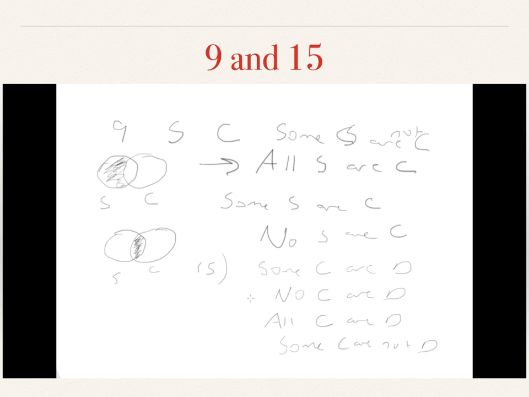Let's draw these out. No C are D, so where C and D overlap, it's empty. And here is C and D. Some C are not D, so we have some C that's not D. Again, these are two very different drawings. It's not saying the same thing, so it's not a valid argument. So 15 is also invalid. I hope this gives you a good idea of how these questions work.